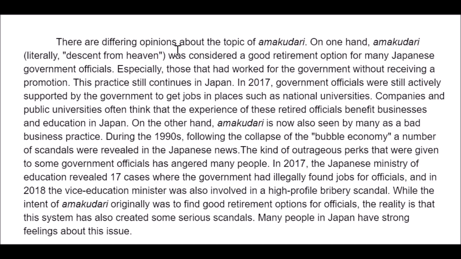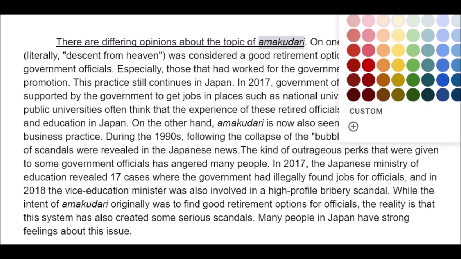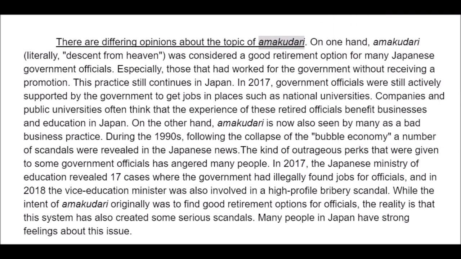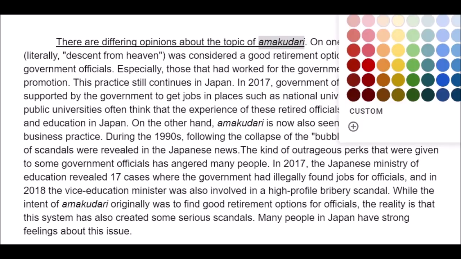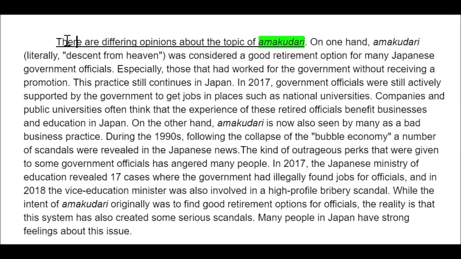So here we go. In this paragraph, the very first sentence is our topic sentence. As I say, it's not very interesting. We have a topic, Amakodari. One moment, let's just move that across, and now we can highlight Amakodari, and the main idea is there are different opinions about the topic. That's not really a great idea. It doesn't really tell us much about what the writer's going to write about. But okay, it's still a topic sentence, just a not very interesting one.